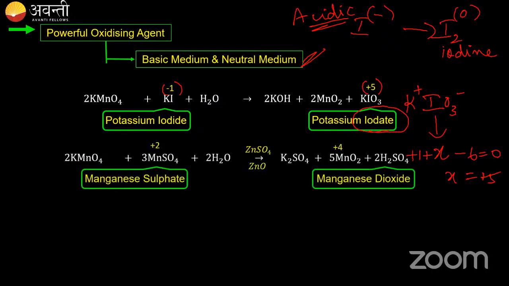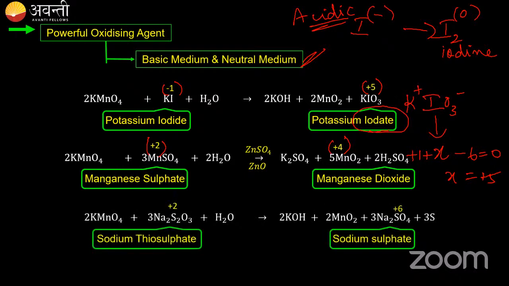The next is manganese sulfate to manganese dioxide. In manganese sulfate, manganese has the +2 oxidation state, and in manganese dioxide, it is +4. So here 2 electrons are lost. Then the third is sodium thiosulfate to sodium sulfate. Thiosulfate to sulfate, so +2 to +6. These are the reactions of the basic and neutral medium.